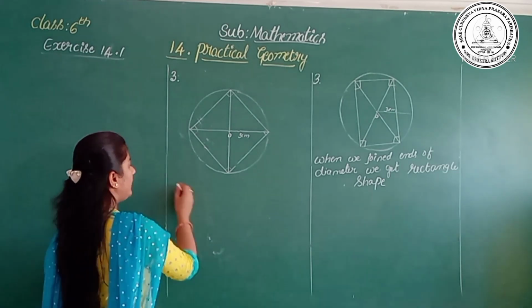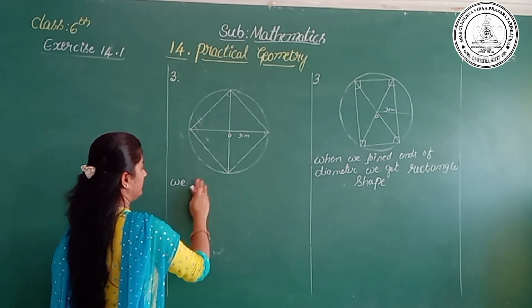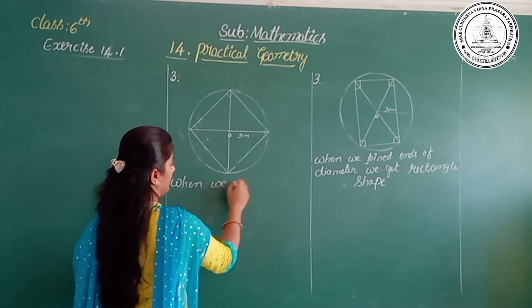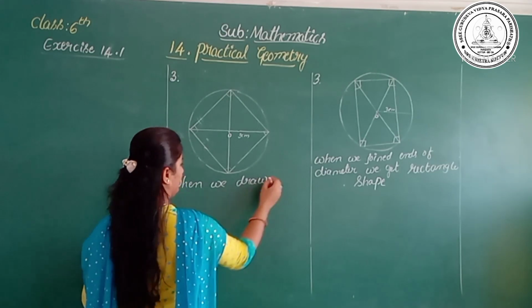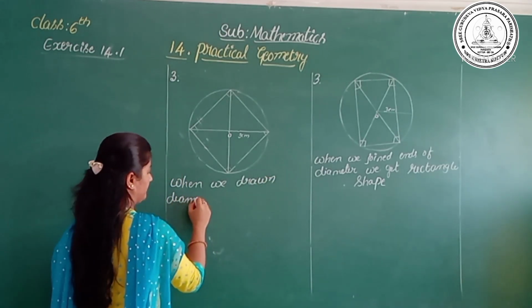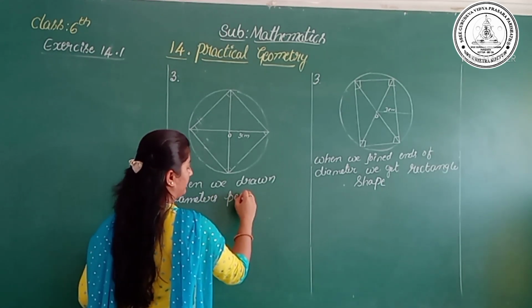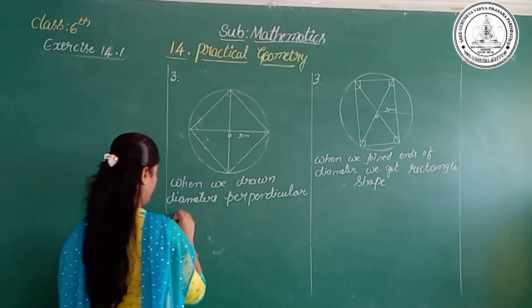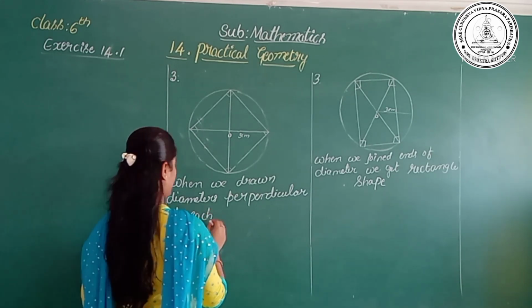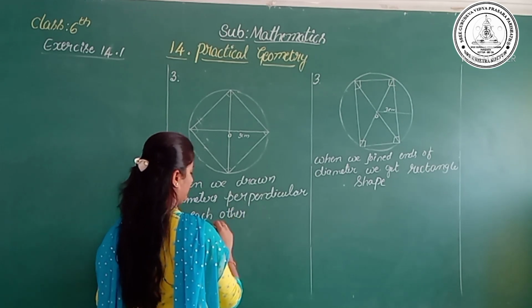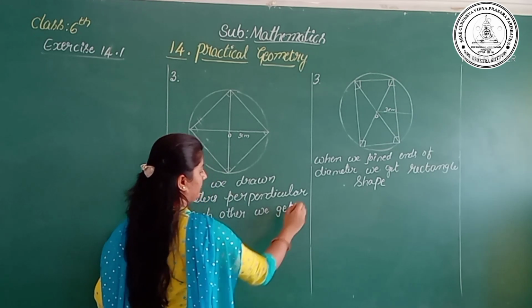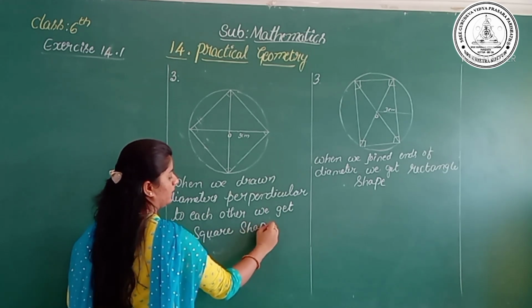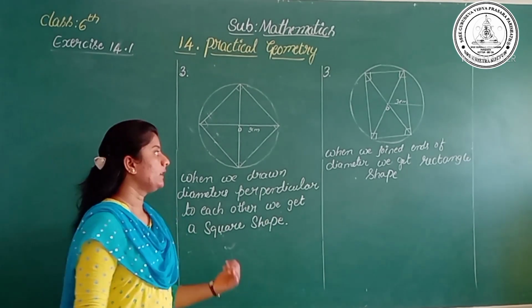So now we write here: when we draw diameters perpendicular to each other, we get a square shape. Is it clear? Yes. Let's go to the fourth question.